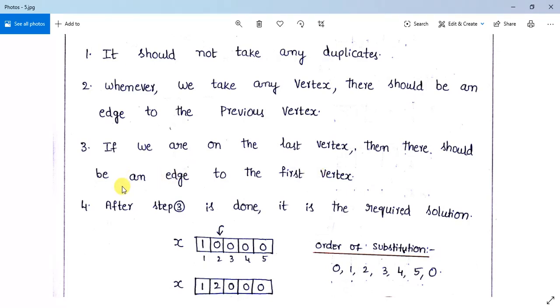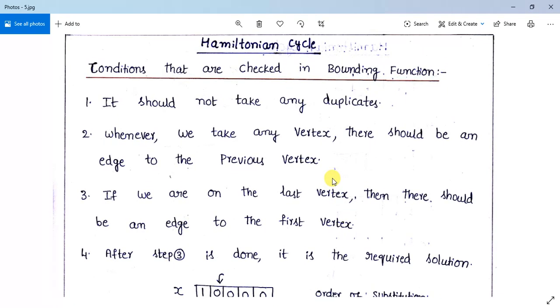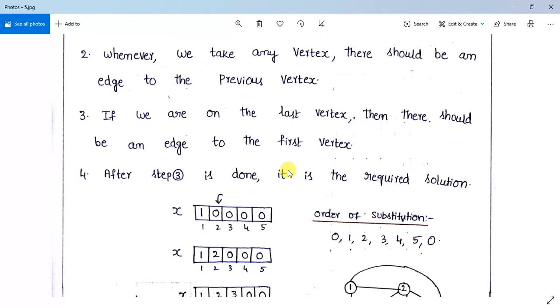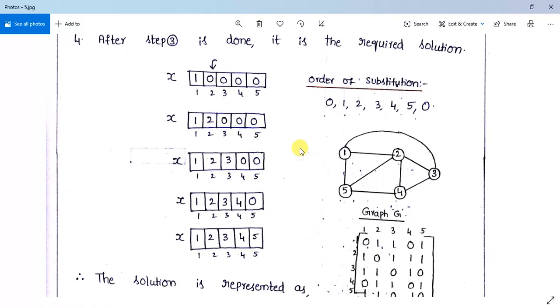So once you have completed these three conditions and you have reached the last vertex and you have checked that an edge is present to the first vertex, then that is the required solution. After step 3, it is the required solution. So these are very important things to be considered regarding the bounding function. Okay, right. So let us consider how we are going to find the solution for this example.